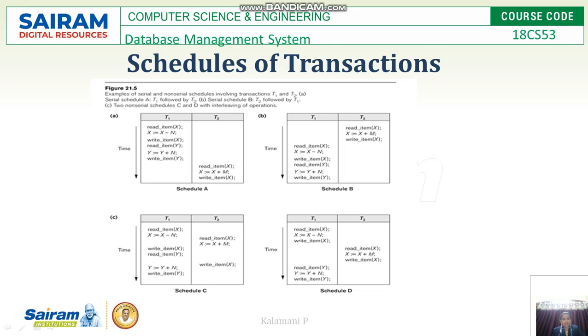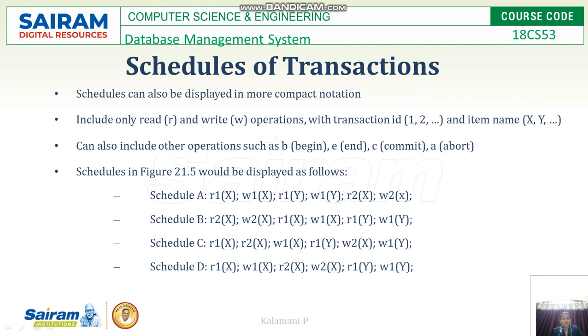Then T1. But if you take schedules C and D, some operations of T1 are performed, then T2, then again T1, T2, T1 and so on. The same thing holds for schedule D also: T1, T2, T1. So these are the different types of schedules we have.